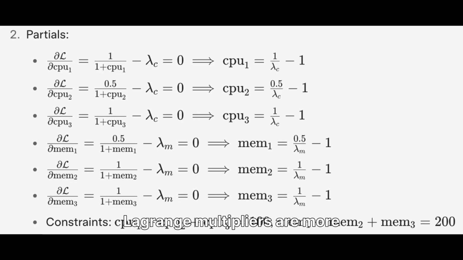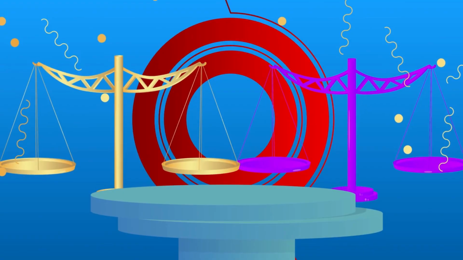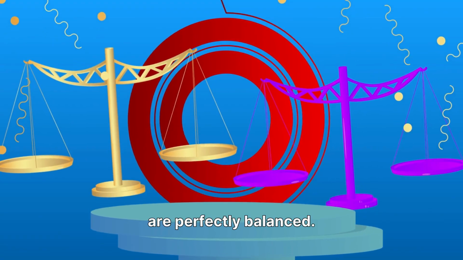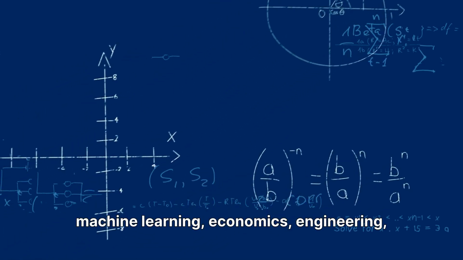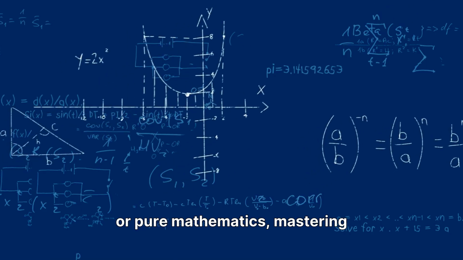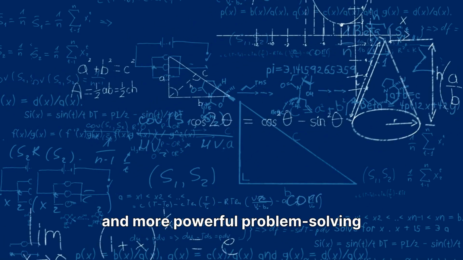Conclusion: Lagrange multipliers are more than just a math technique. They're a way of thinking about the relationship between goals and limitations. Whenever you must optimize something under a rule, a budget, a boundary, or a physical constraint, the logic of Lagrange multipliers is at work. They tell us the best solution happens where what you want and what you must obey are perfectly balanced. Whether you're studying physics, machine learning, economics, engineering, or pure mathematics, mastering this idea opens the door to deeper intuition and more powerful problem solving skills.